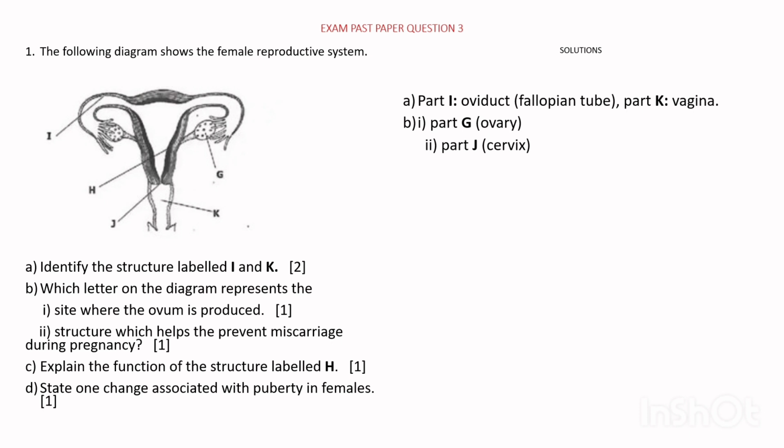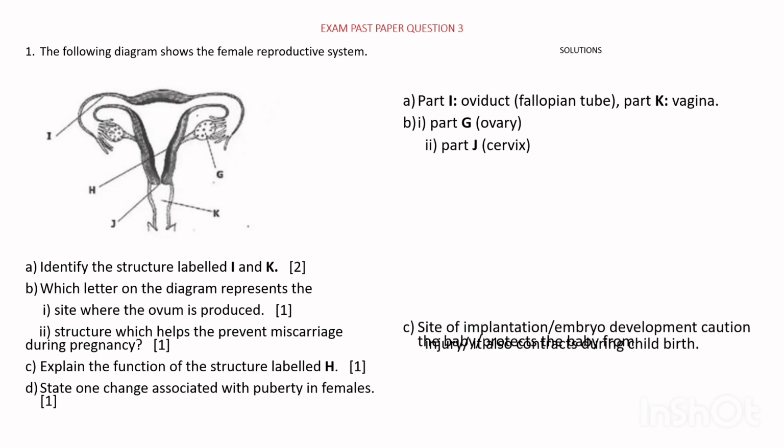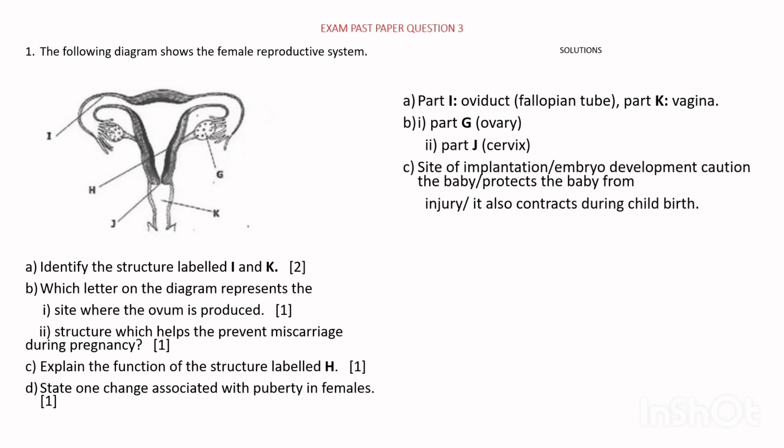Okay, and then we move to question C. Explain the function of the structure labeled H. Structure labeled H is the site of implantation, we can also say embryo development. It cushions the baby to protect the baby from injury. It also contracts during childbirth.